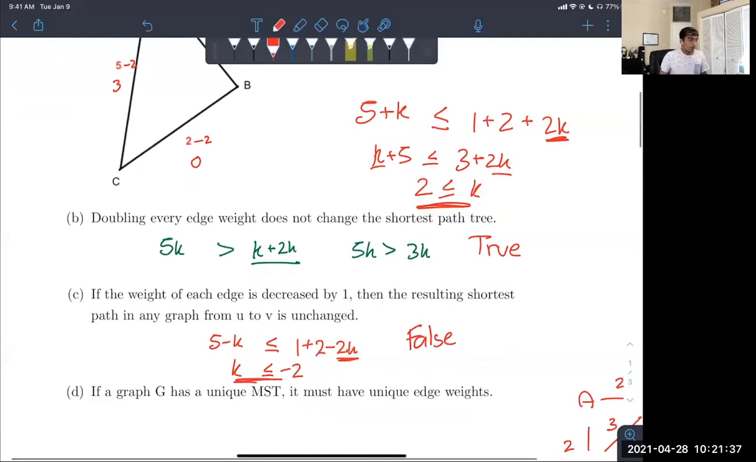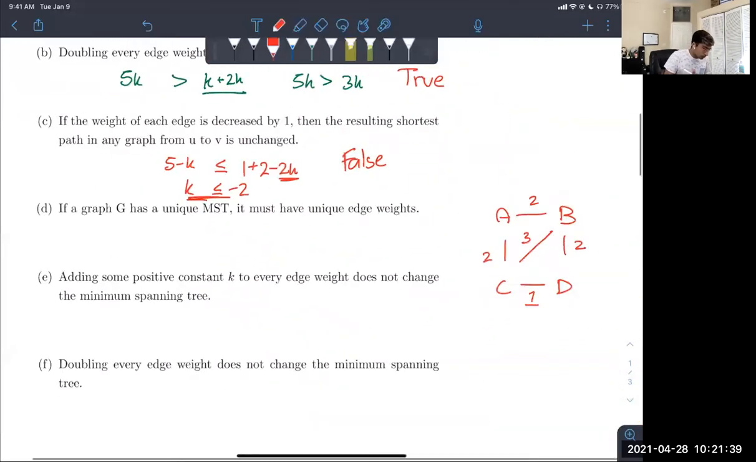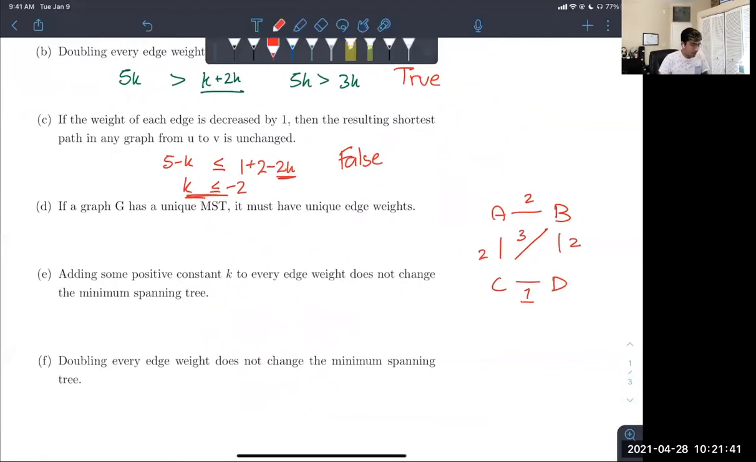Cool. All right, let's go over MST. If a graph G has a unique MST, it must have unique edge weights. So on the right here, I went ahead and wrote an example ahead of time. And let's just use crosses. So we're going to start off with the lowest edge weight. So we're going to do 1 right here. Let me switch to yellow. 1 right here. Then 2, I can just pick any of them randomly. So let's choose this one, and let's choose this one. So I've hit every single point. This would be my MST.